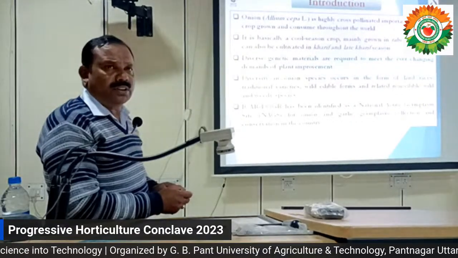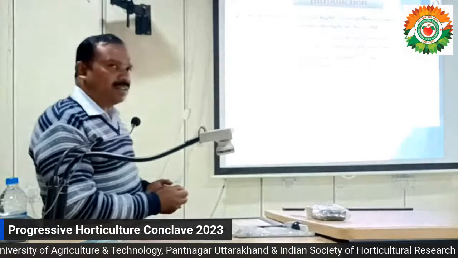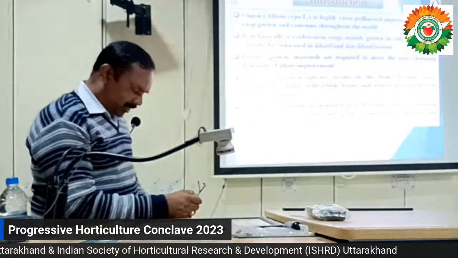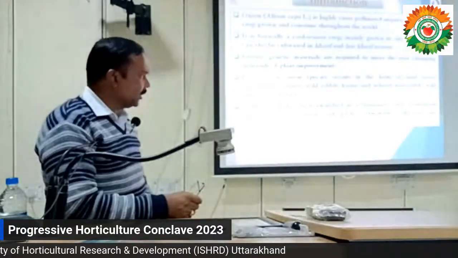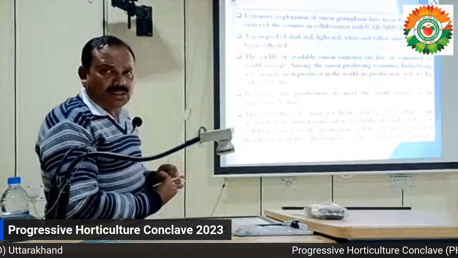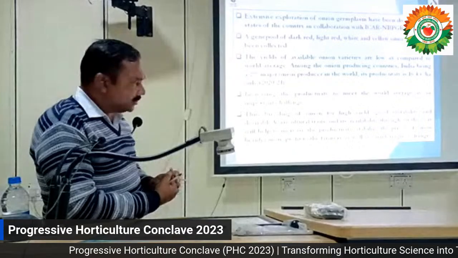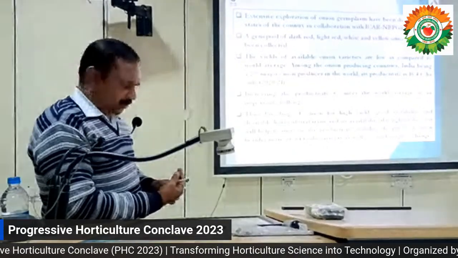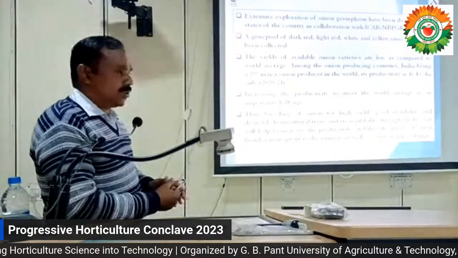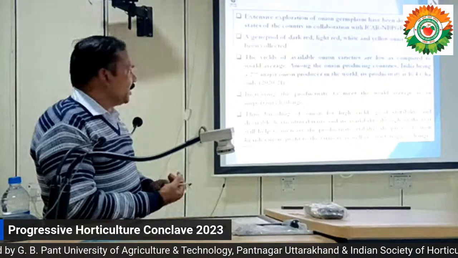ICAR-DOGR is working as a nodal agency for onion and garlic research and development, and also as a national active germplasm site for the collection and evaluation of onion and garlic germplasm. We have conducted exploration in collaboration with NBPGR, covered 16 states, and collected a number of onion and garlic germplasm, including dark red, light red, white and yellow onion germplasm.